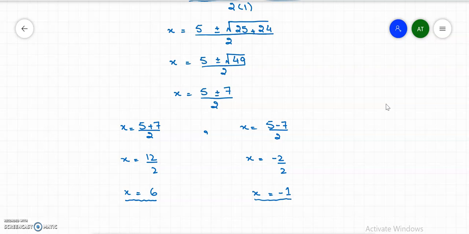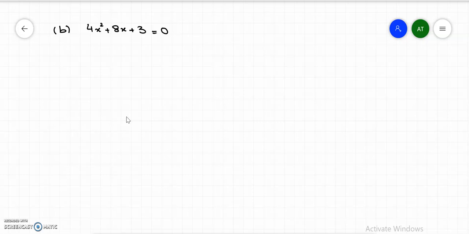Right? Now let's go to the second part of the question. Okay, the B part of the question is 4x square plus 8x plus 3 equals to 0. Again, we have to compare the given quadratic equation with the standard form, and we have to find out the a, b and c. So the a in our case is the coefficient of x square, and that would be equals to 4. So the a value is 4. B is the coefficient of x, that is 8, so the b is 8. And the c is the constant term, that is equals to 3, so the c value is 3.